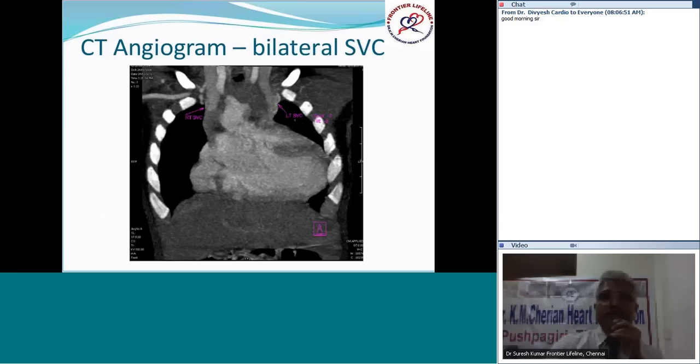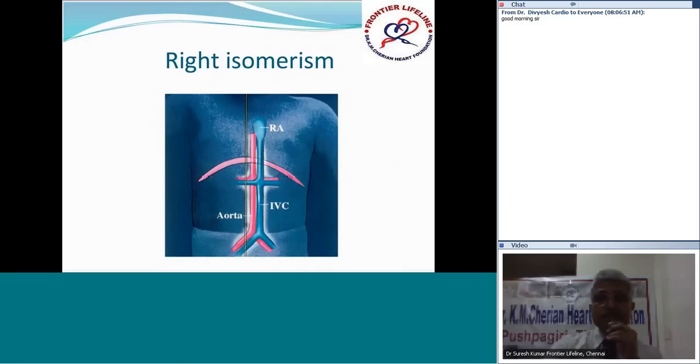This is a CT angiogram which shows a bilateral superior vena cava. It shows the SVC on this side. This is the right SVC. This is the left SVC. A bilateral superior vena cava is a common thing in right isomerism. And this is the abdominal visceral disposition. It's a cartoon showing that. What you should see is, this is the midline. Note that the aorta and the IVC are both to the left of the midline.